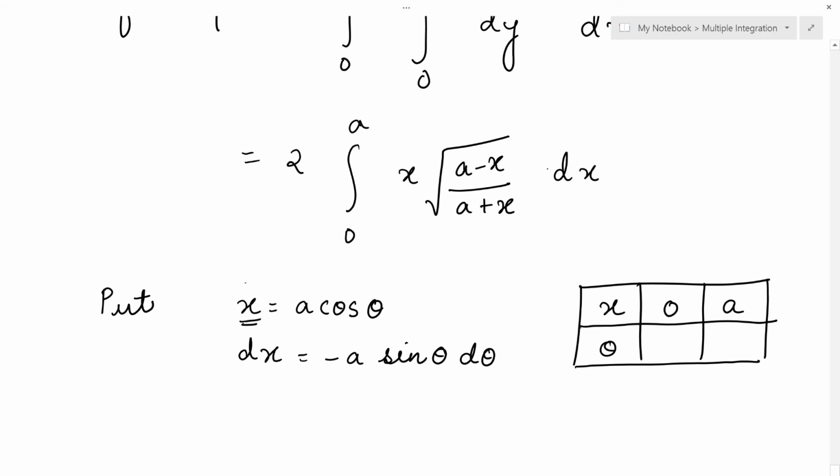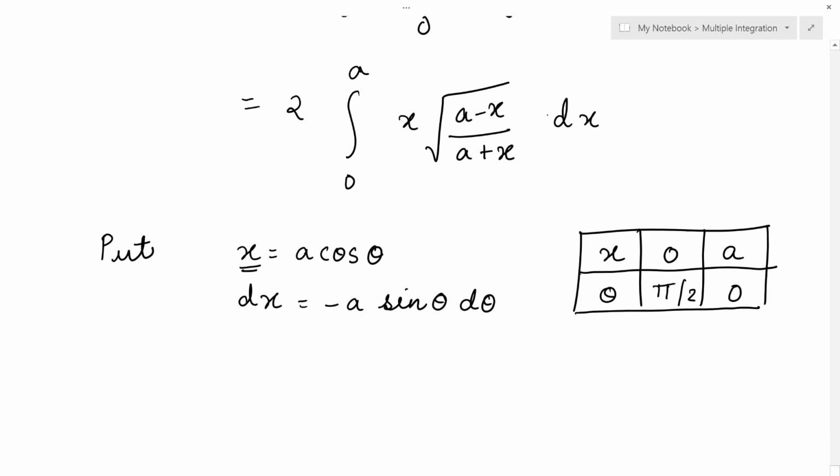So if you substitute 0, you have to find cos inverse 0. Then you substitute a, the a will get cancelled, cos inverse 1 you need to find. Right? So when x is equal to 0, my theta will be pi by 2. And if x is equal to a, my theta will be 0. So these are my new limits of integration.